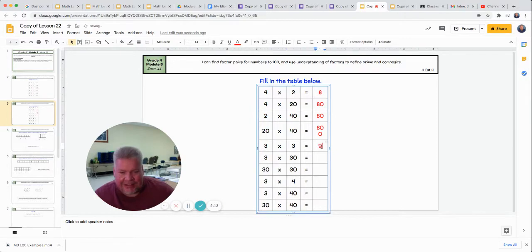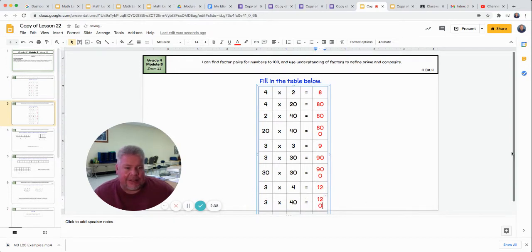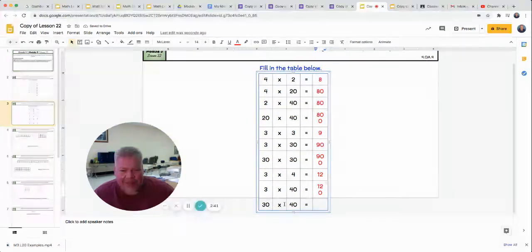3 times 3 is 9. 3 times 30. 3 times 3 is 9 plus the 0 would be 90. 30 times 30, that's 3 times 3 is 9 with 2 zeros again. That's 900, okay? 3 times 4 is 12. 3 times 40 is 3 times 4 is 12, and add that 0. 30 times 40, that's 3 times 4 is 12, and add the 2 zeros. So that's 1,200.